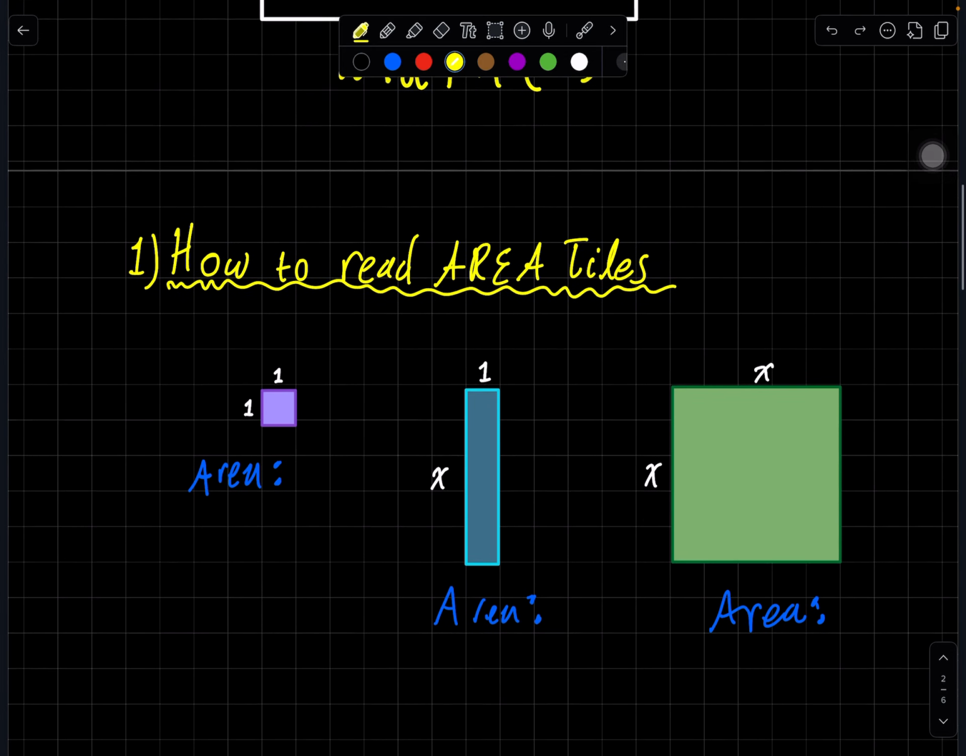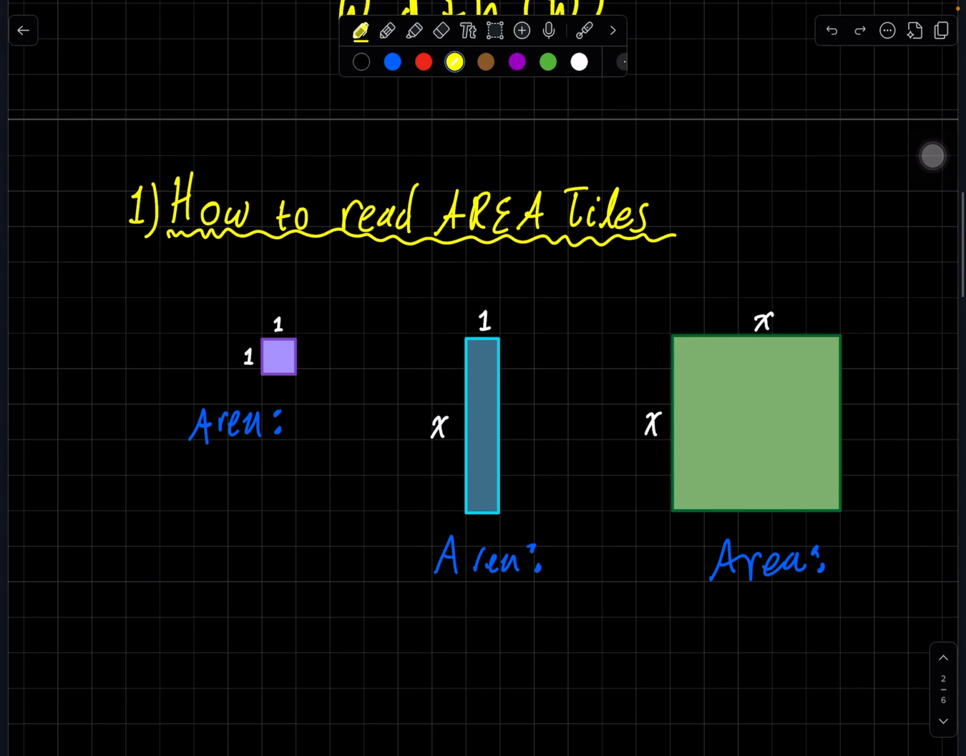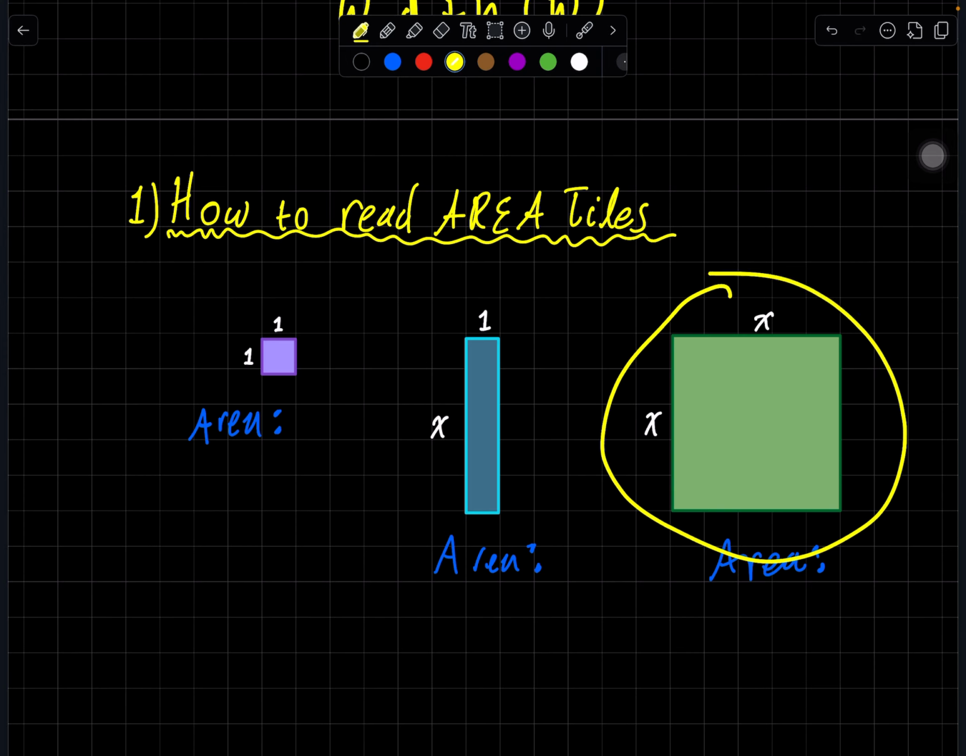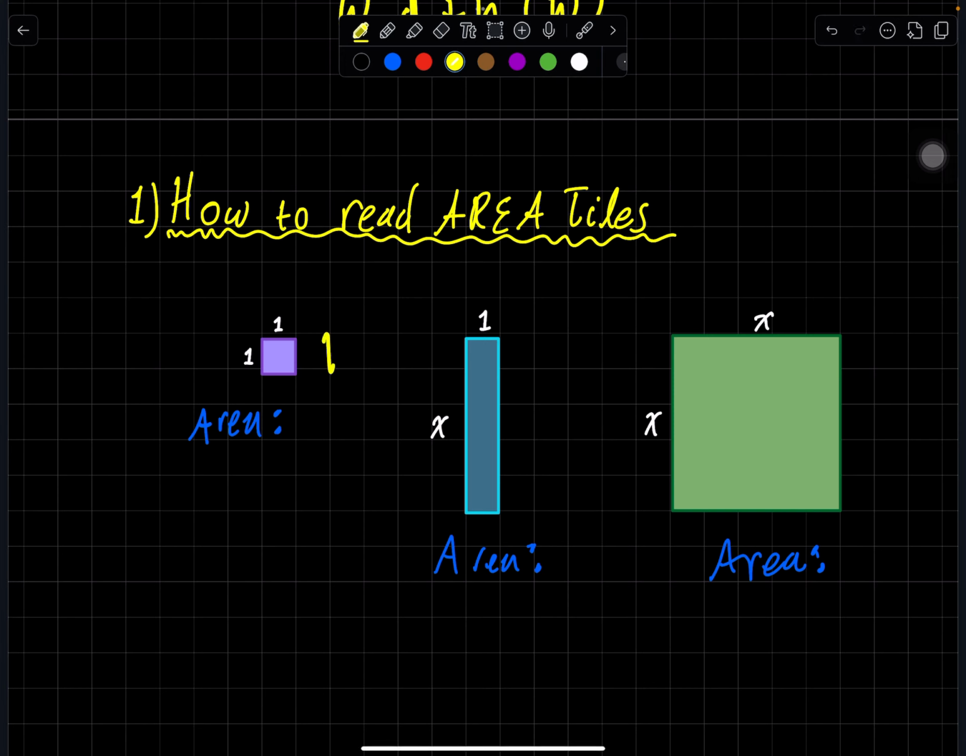So let's see how to read an area tile. An area tile comes in the form of a single unit, a bar, or a square unit. First things first, we need to figure out the areas of these pieces. The area of the small purple square would be 1 by 1, which means that the area is 1 times 1, meaning that the area of the purple square is 1.